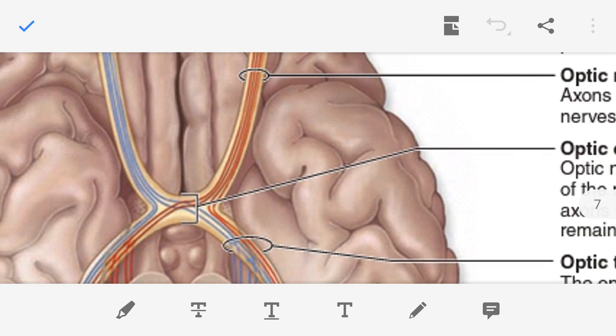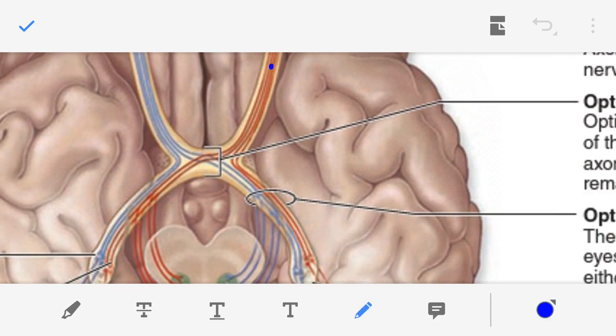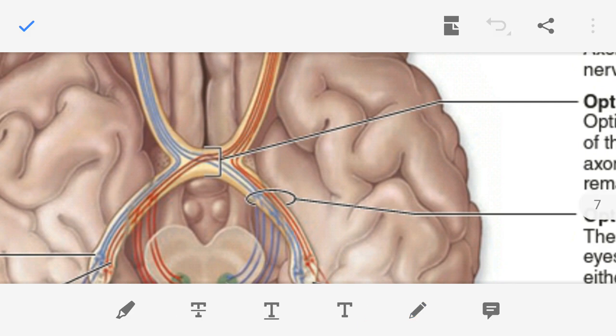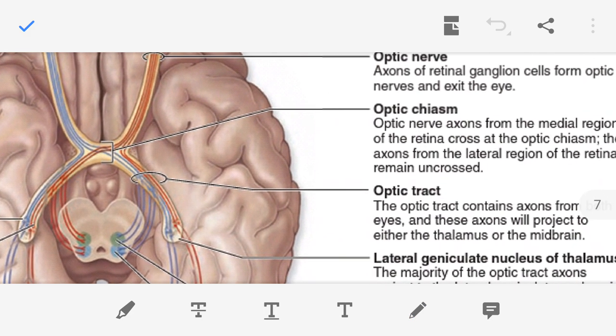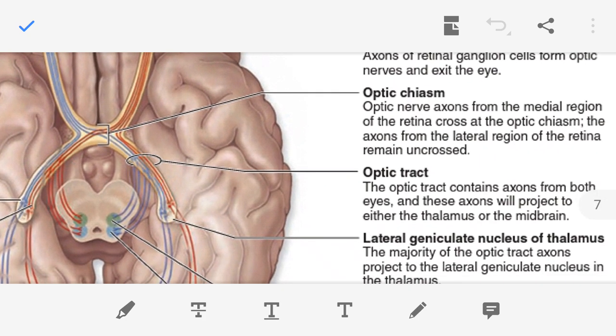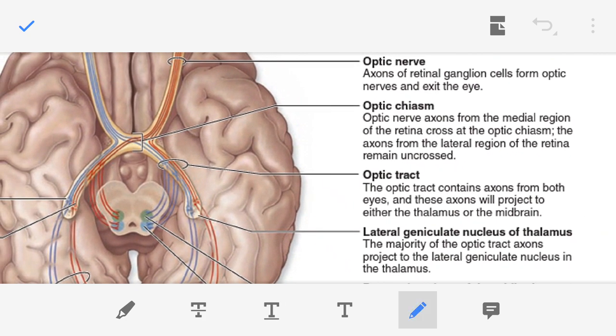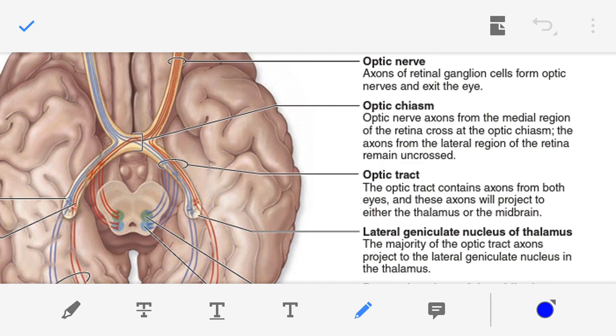For example, over here you can see these are the axons, and these are the axons which are crossing. Okay, so this crossing of axons of the optic nerve is known as the optic chiasm simply.